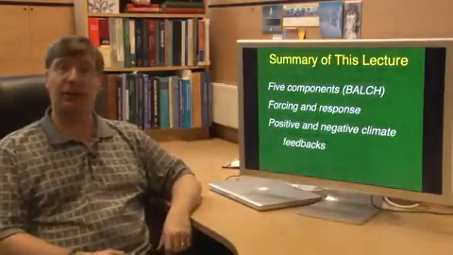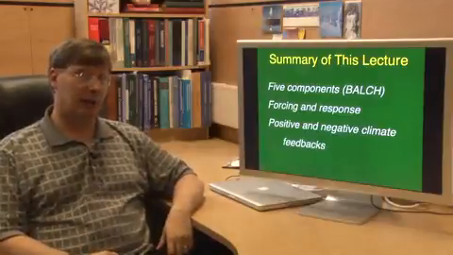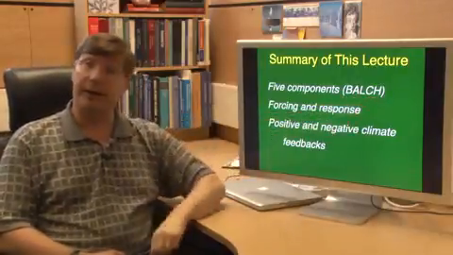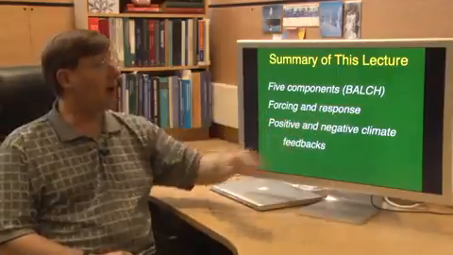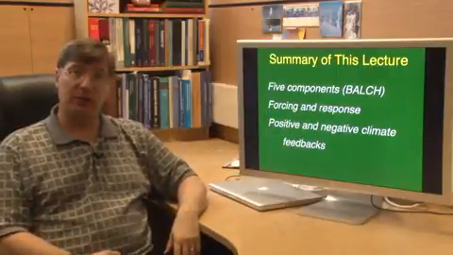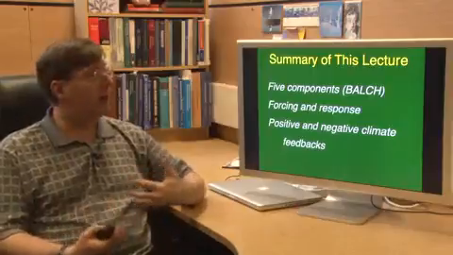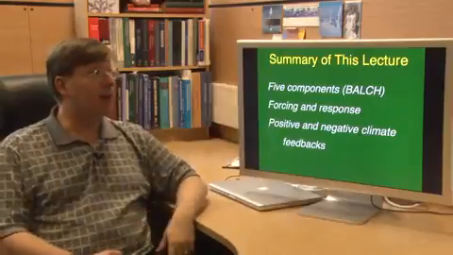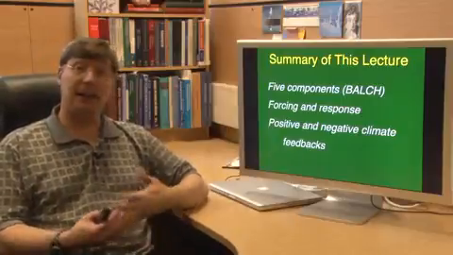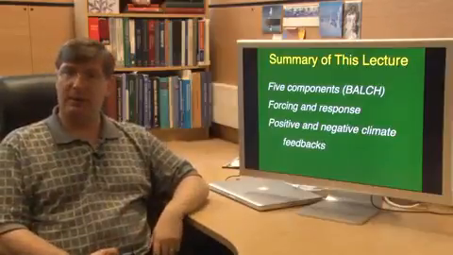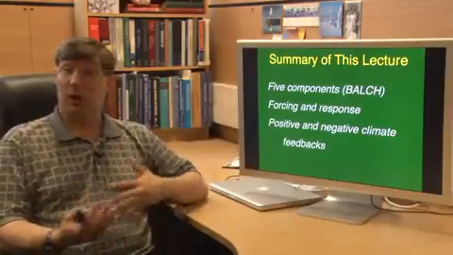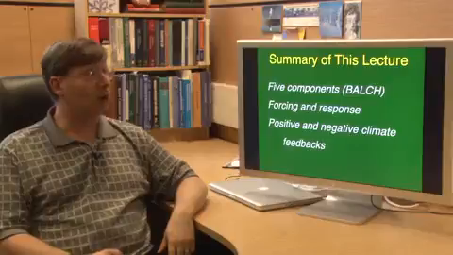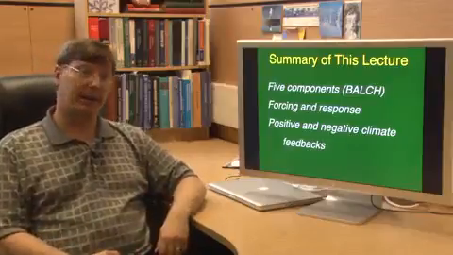So to summarize this lecture, we have the 5 components of the Earth system: the biosphere, atmosphere, lithosphere, cryosphere, and hydrosphere. We've introduced the concept of climate forcing and responses, the cause and effect of how climate can change over time. And then we introduced the concept of positive and negative climate feedbacks, and specifically gave you some examples of how this works, and told you that sometimes they may offset each other and it may not be clear which climate processes dominate in any given situation.